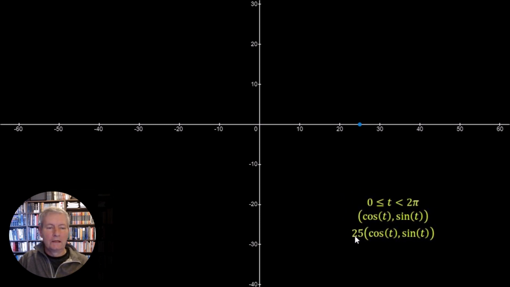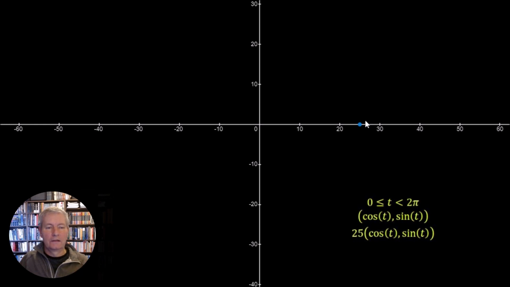What we want to do is generate a circle with radius 25. So what we need to do is multiply the entire thing by 25. So it means that the x coordinate is 25 cosine t and the y coordinate is 25 sine t. And as this value of t works its way from 0 to 2 pi, we're going to work our way around a circle.